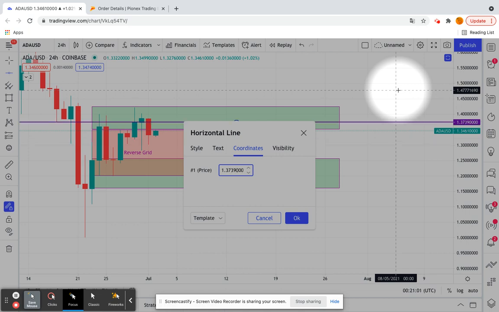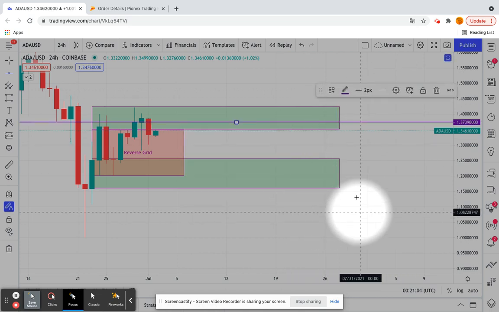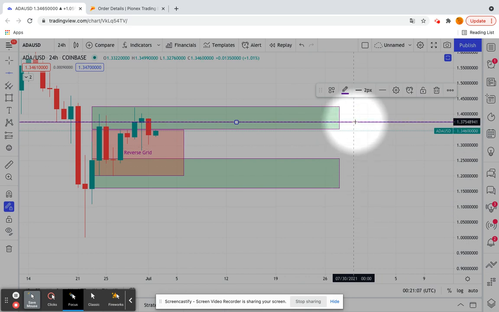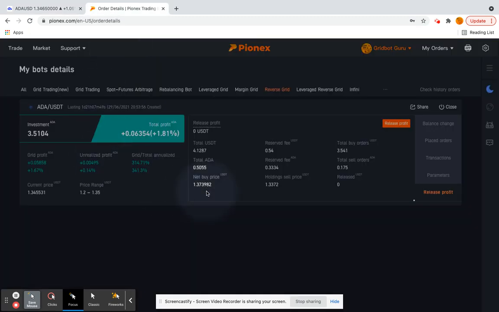1.3739. All right, so that is my break-even price. That's going to be the price that I want to stay below. Now, if I just closed the bot, if I just close everything in the bot right now, I would get 1.3372.